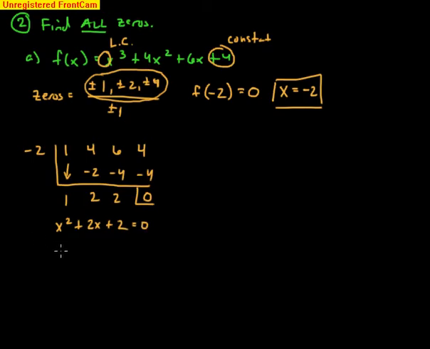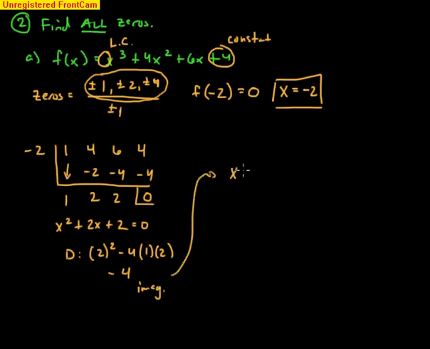Okay, I'm going to use the discriminant to see if it's factorable or not. 2 squared minus 4 times a times c. And I get 4 minus 8, which is -4. Uh-oh. I know that my other zeros are going to be imaginary.